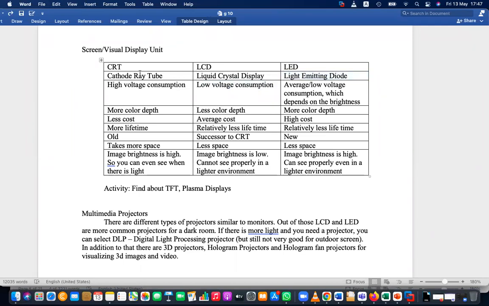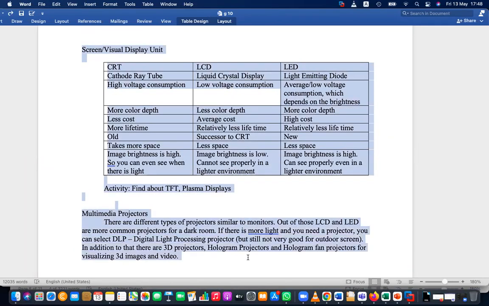Okay, so please write down this part about monitors and also about the multimedia projectors. I'll explain the multimedia projectors after you write. Now we can start writing. Please write down from here to here. I need you to write this and remember, because this is a theory lesson. So you need to work a little hard.